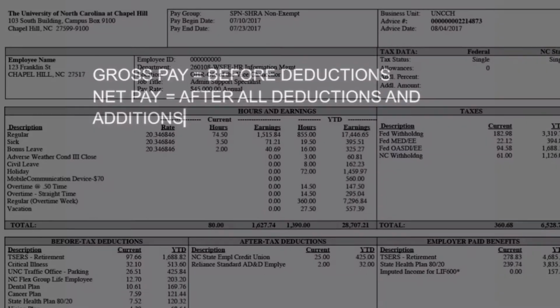The summary section is probably what's most important to you, so keep in mind that gross pay in the summary is what you made before deductions, whereas your net pay is what happens after the deductions, after the additions. It's the payment that you actually get to go home with.